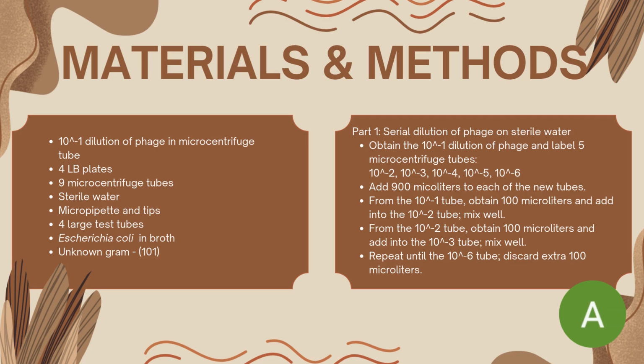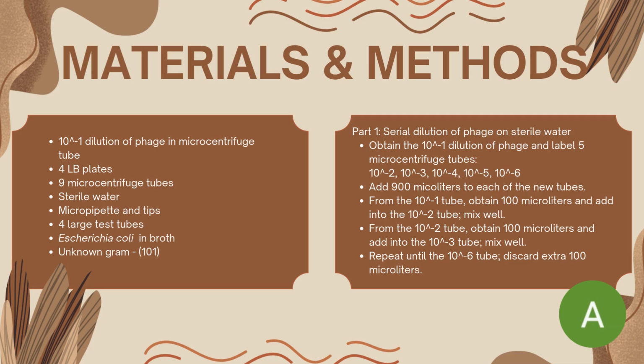For the first part of the investigation, we will focus on creating serial dilutions of phage in sterile water. First, we will obtain the 10 to the negative 1 dilution of phage and label 5 microcentrifuge tubes as follows: 10 to the negative 2, 10 to the negative 3, 10 to the negative 4, 10 to the negative 5, and 10 to the negative 6. Then, we will add 900 microliters of sterile water to each of these new tubes. From the 10 to the negative 1 tube, we will then obtain 100 microliters and add into the 10 to the negative 2 tube. Then we will mix well.